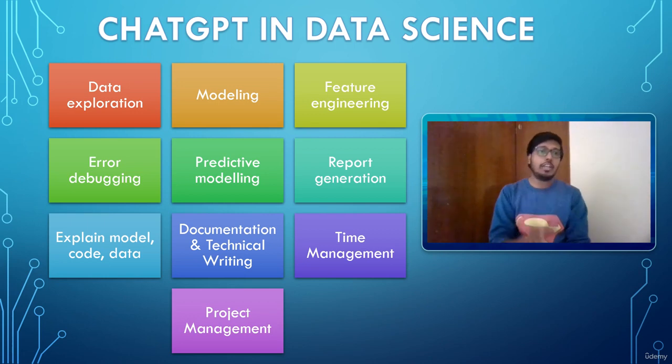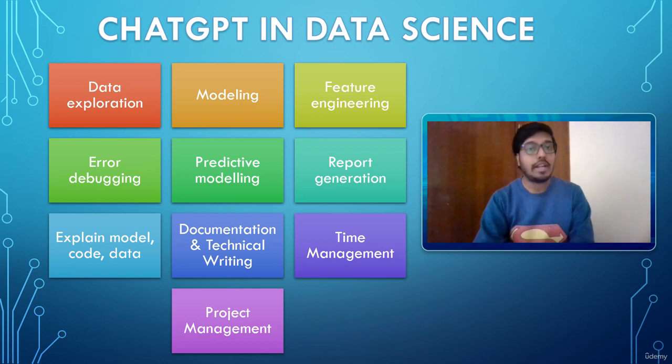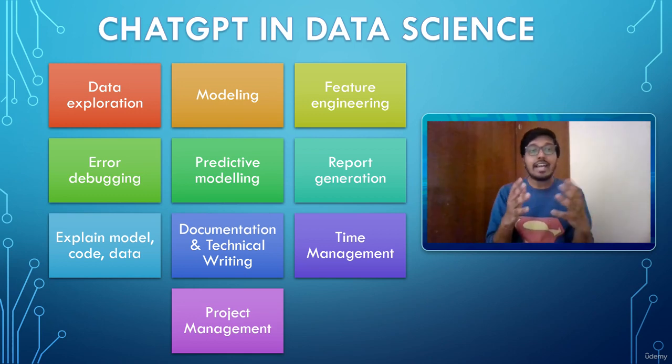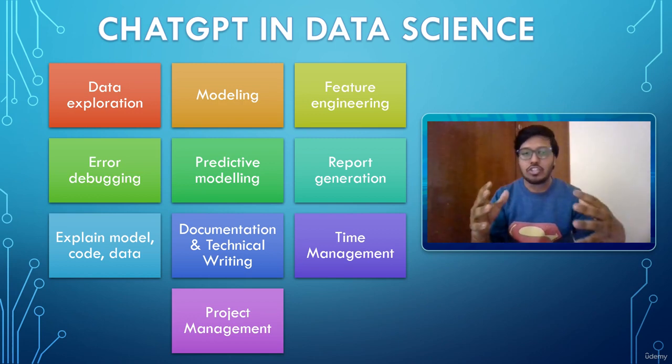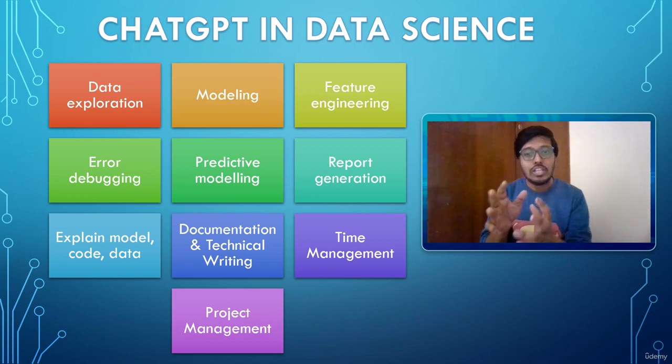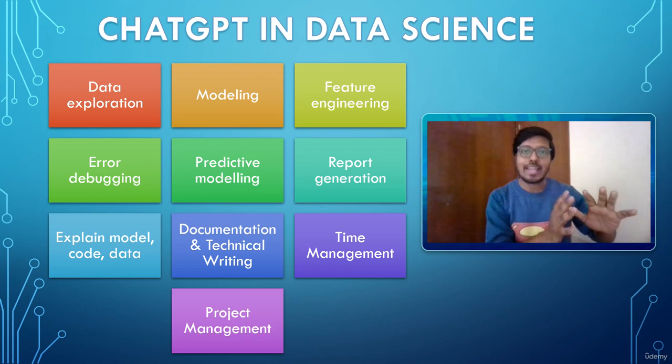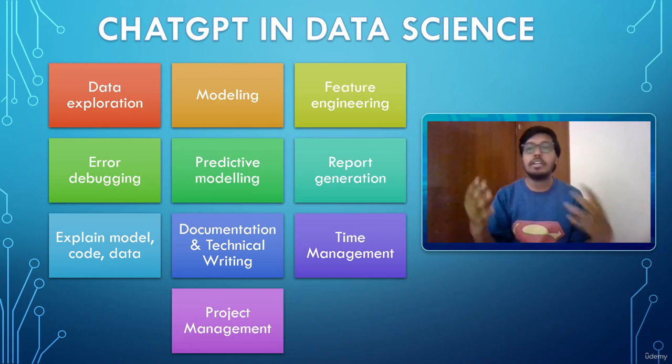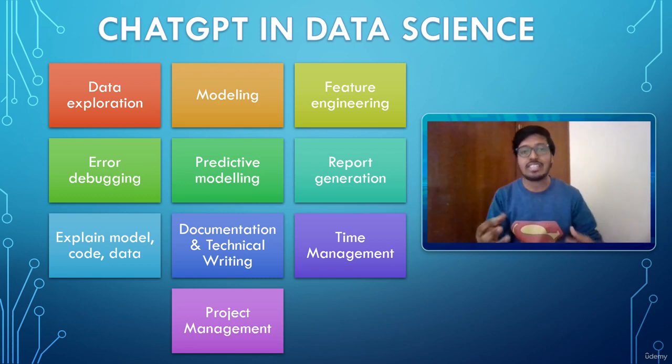Now, on the screen, you will see some examples of use cases for data scientists to use ChatGPT as their aid in their day-to-day projects. Data exploration. You provide ChatGPT with a data set and it can generate summary statistics, visualization ideas, and insights into the data. And then there is data modeling. You give ChatGPT a set of data and a target variable, and it can generate code for different machine learning models and suggest the best model for the task.